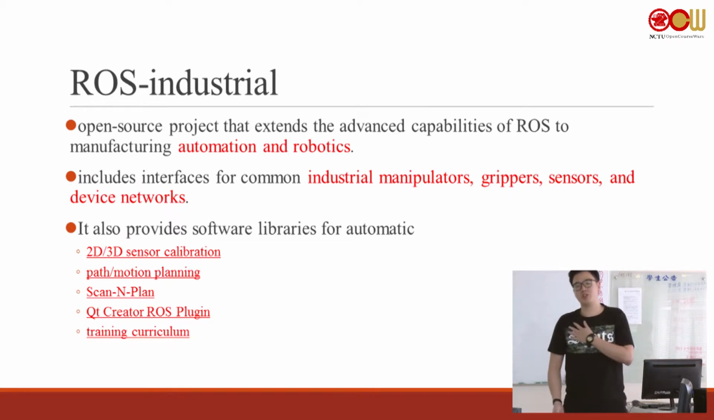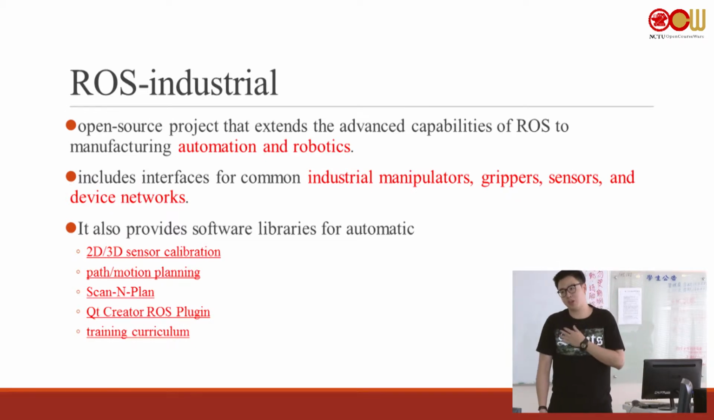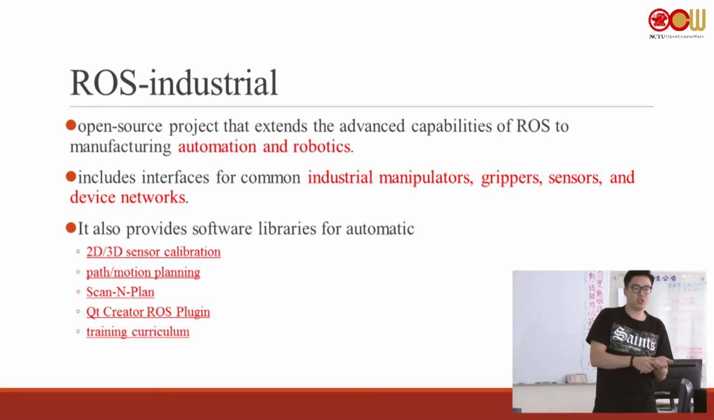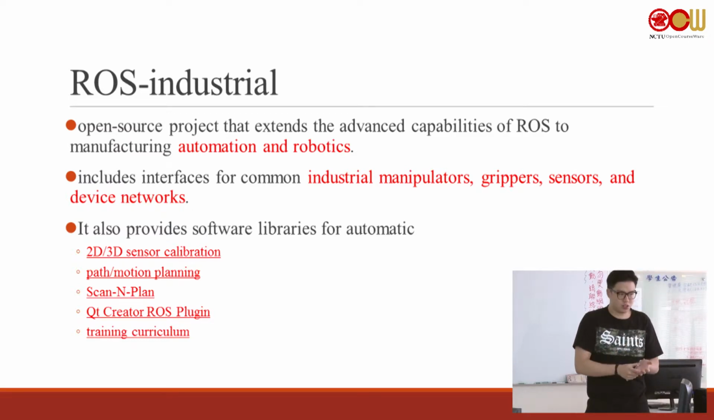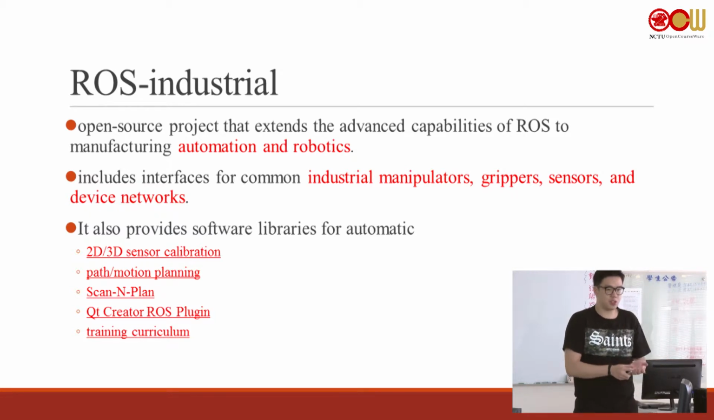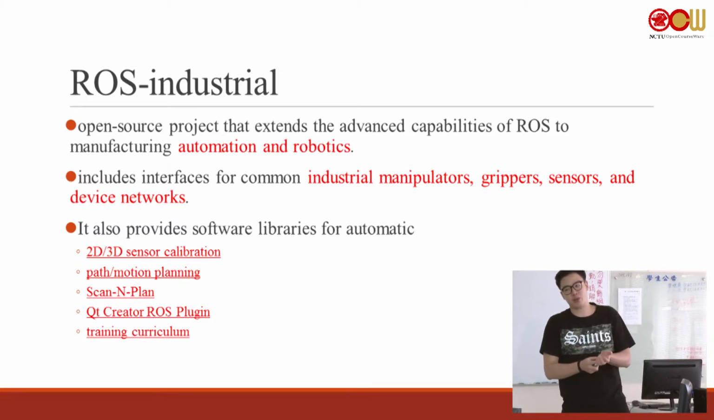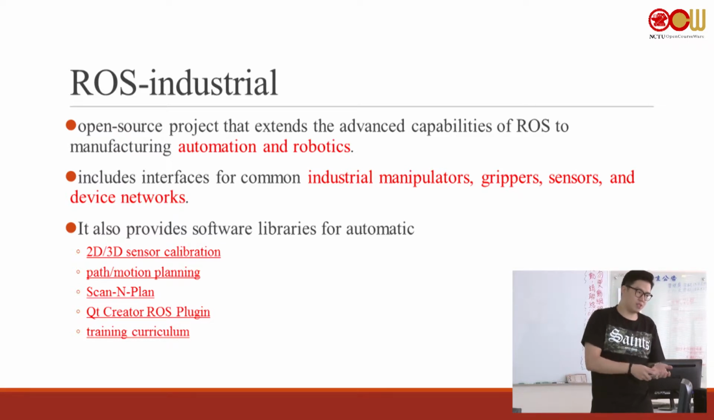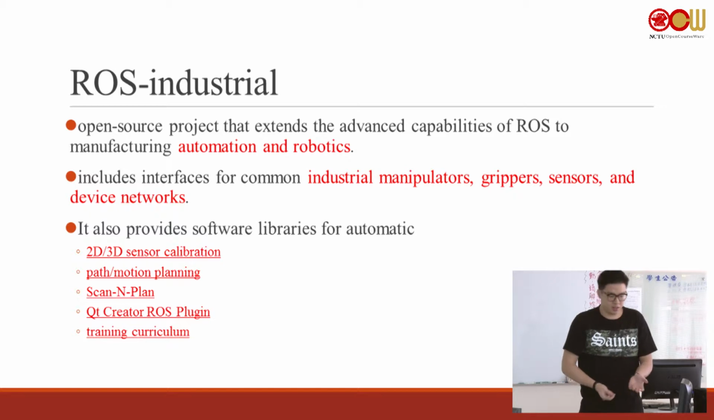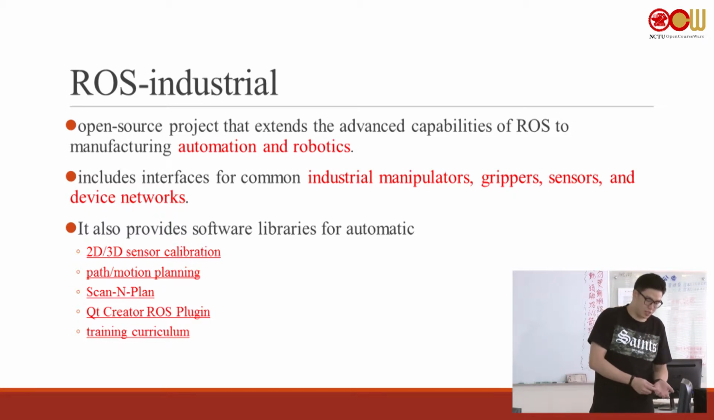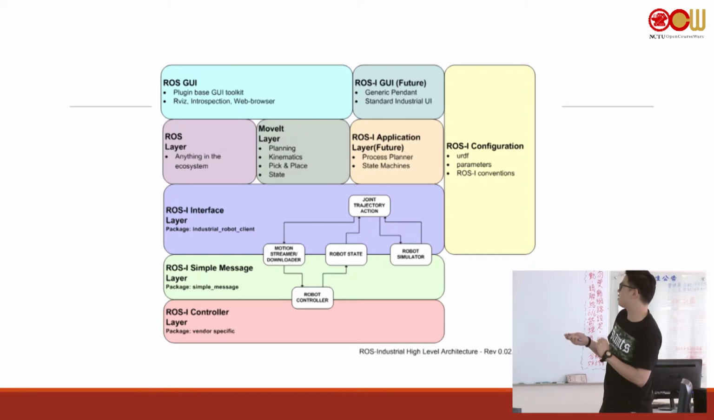So ROS Industrial is actually open source from ROS, and it advanced it to the industrial level. So it can manipulate the actual automation and the robot itself, I mean the actual robots. It will provide so many interfaces for you to manipulate the robots, and so many software and libraries specific for 3D or 2D sensors, path planning, and so on. So you can see this is really the basic ROS layers of these two.